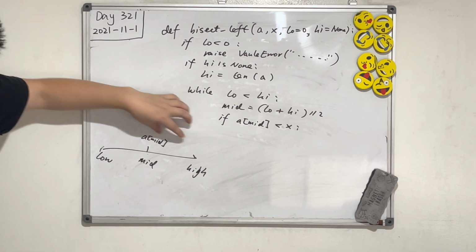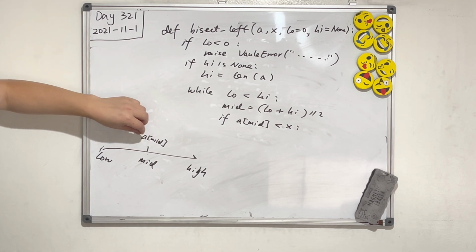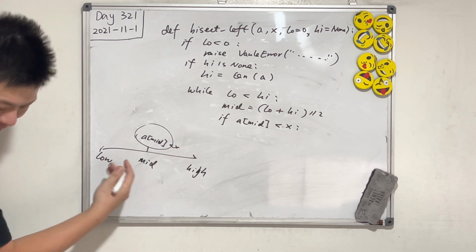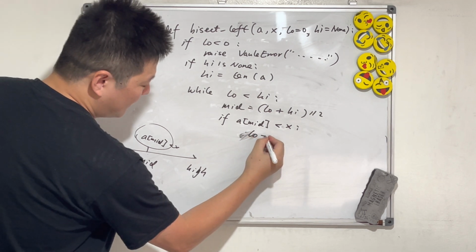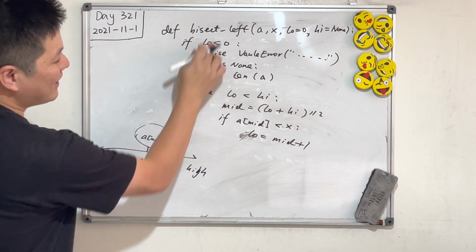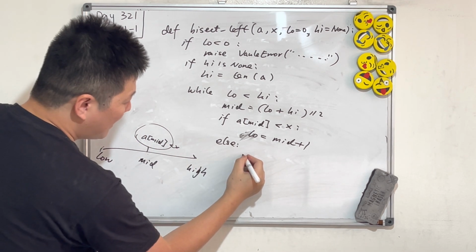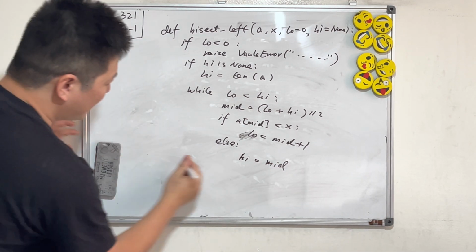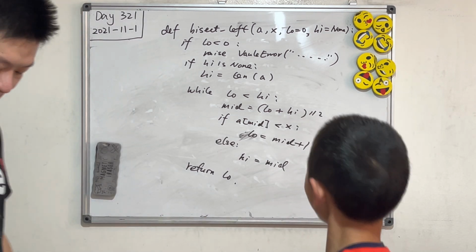which half is the element going to be in? The left? No, look. If the middle one is smaller than what we are looking for, it is on the right. So we move to the right: low equals mid plus 1. Otherwise, if it's on the left side, high equals mid. And then at the end, we just return low.